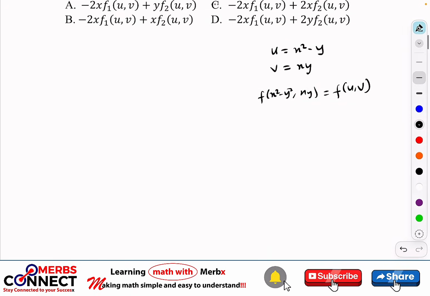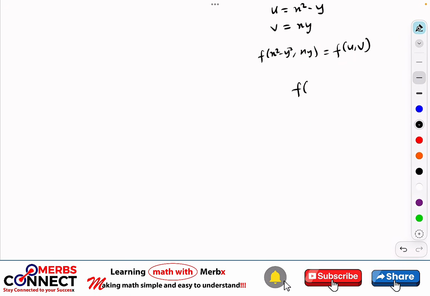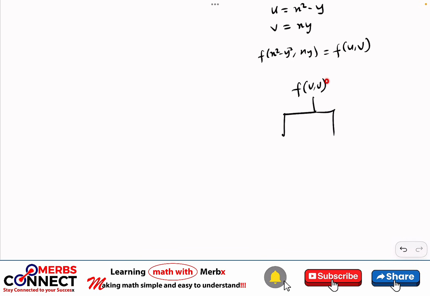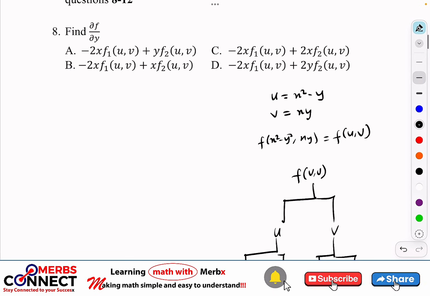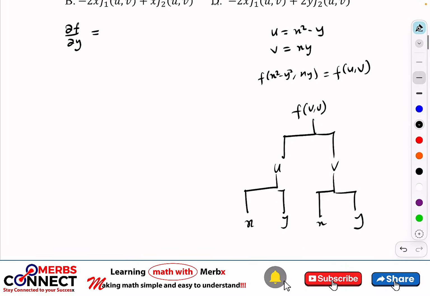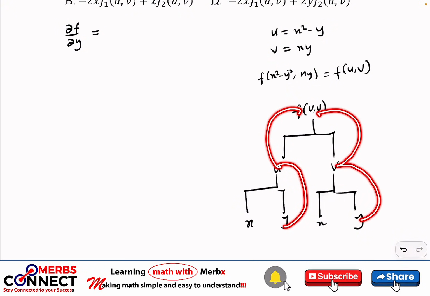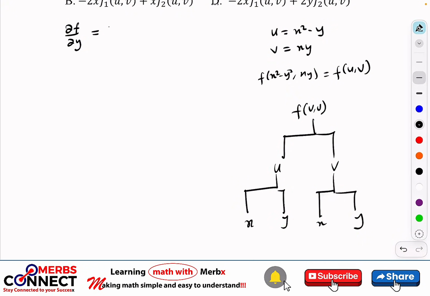So let's use the chain rule. I love drawing the diagram because it makes life very, very simple. Why? Because as soon as I draw my diagram, everything is done. So we see that this f here depends on u and depends on v. And u depends on x and y, and v also depends on x and y. So now let's go to the question. The question wants us to find partial of f with respect to y. And I just look at my diagram and say, okay, I have y here, I have y here. So I need to go this way and that way. Very simple, right?